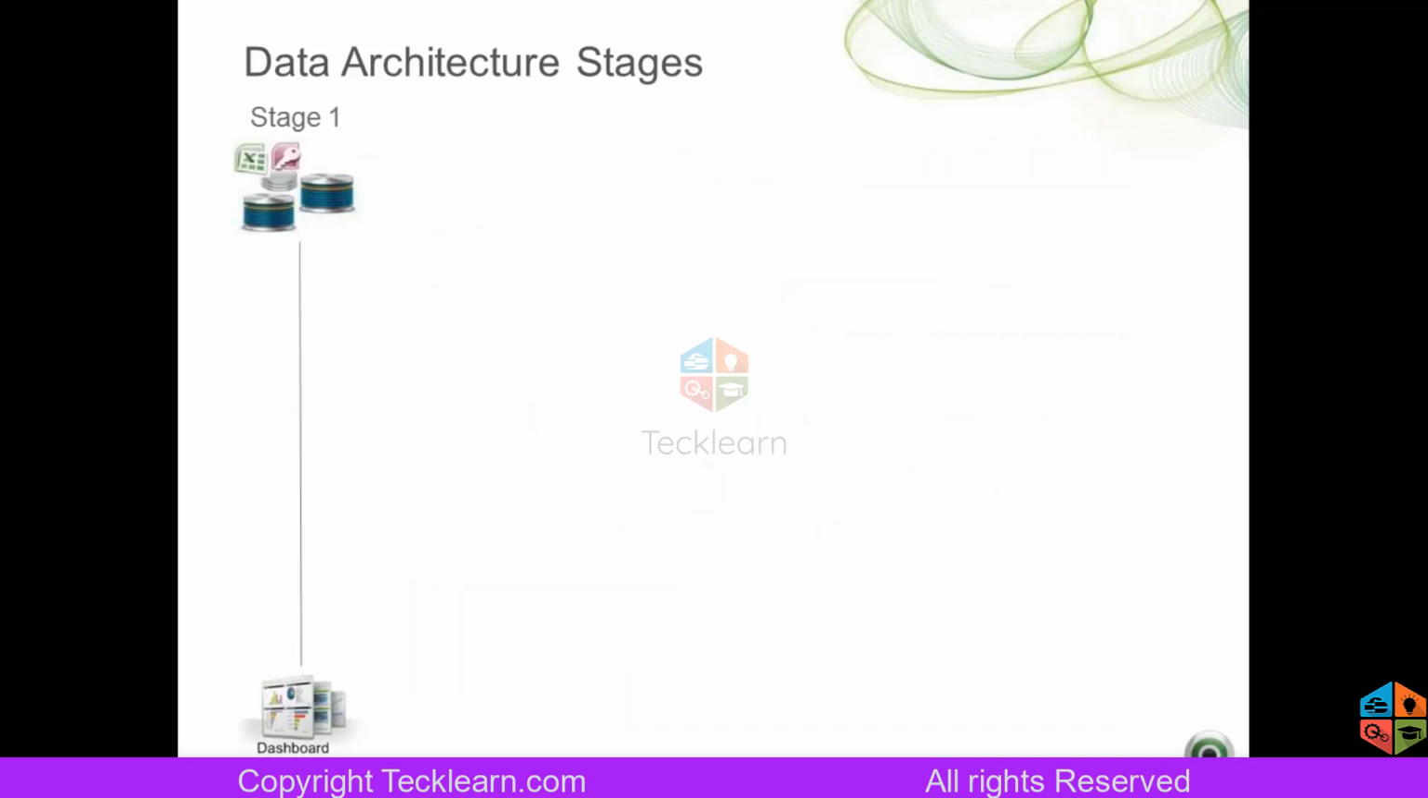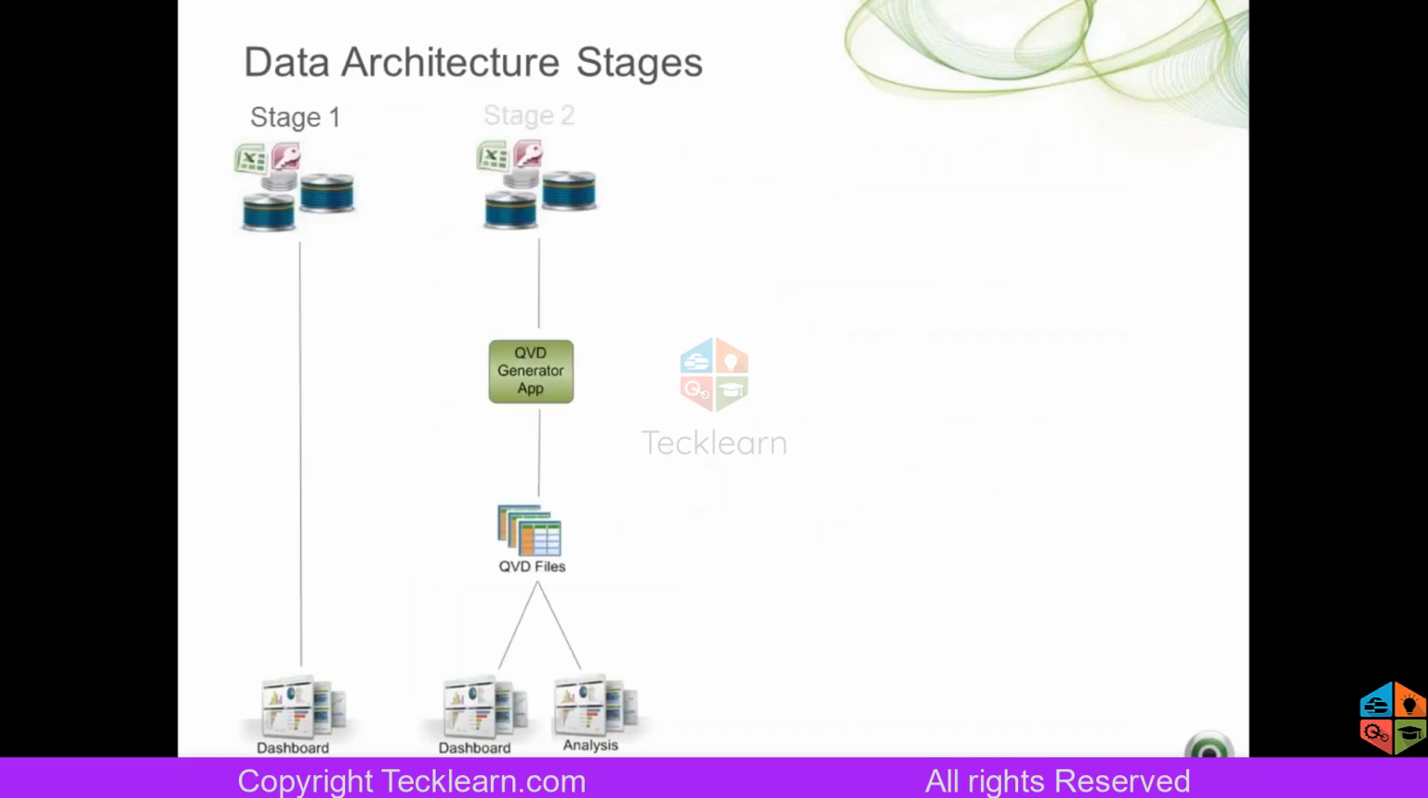Data architecture stages. If you are loading the data directly from the database to the QlikView application, it comes under stage 1. Directly means every time we need to hit the database. And stage 2 means you load the data into a QlikView application and generate the QVDs with the help of one QVW application. That one QVW application we use only for storing the QVDs, and the second application loads those QVDs.